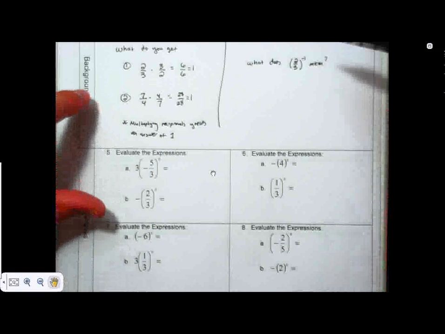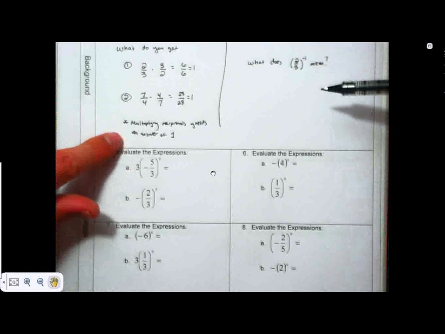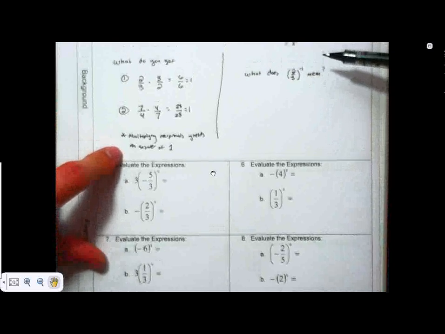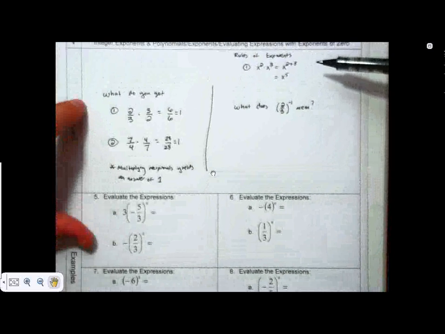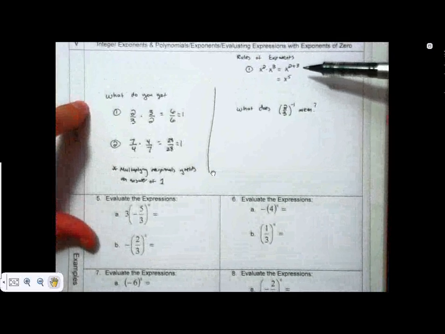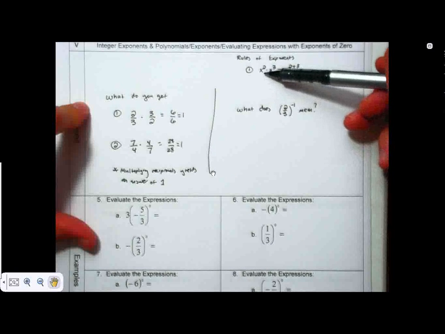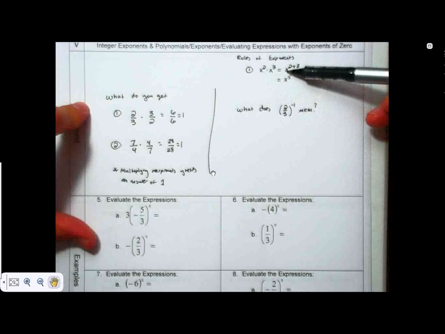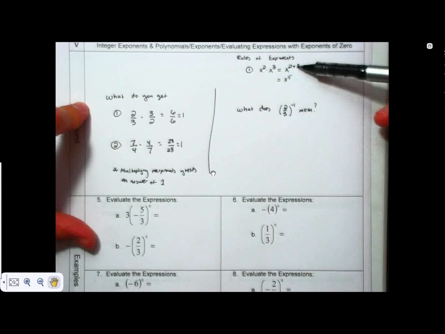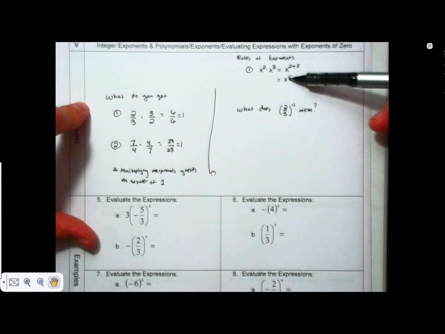We also talked about some rules of exponents, and I want you to keep this in the back of your mind because I'm going to bring it up later. Namely, rule number 1: if you have like bases that you're multiplying, in order to figure out how many final factors of x you end up with, we just add the exponents. So x to the second times x to the third gives us x to the fifth when we add those exponents together.